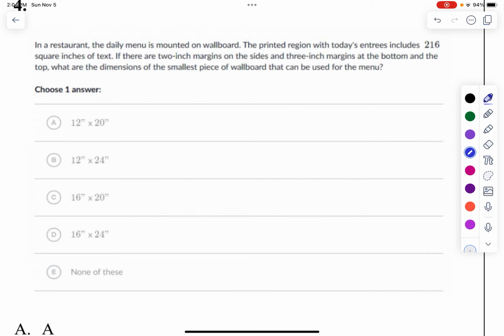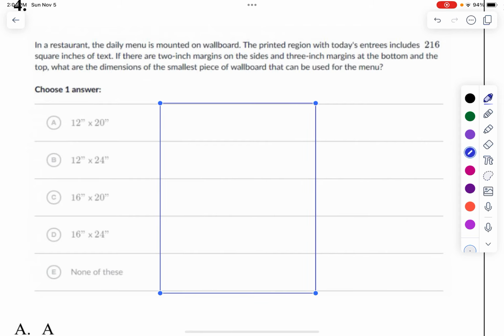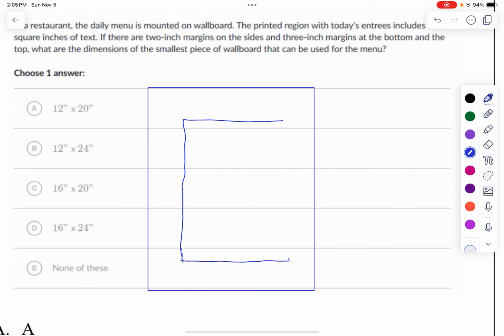All right, so your wallboard's looking like this. Let me just try to sketch it. So there's our wallboard. And what they're saying is there's going to be some writing in the middle. So I'm going to draw an interior part, almost like a picture frame here. And this all needs to be print. Right, writing's going to be there.